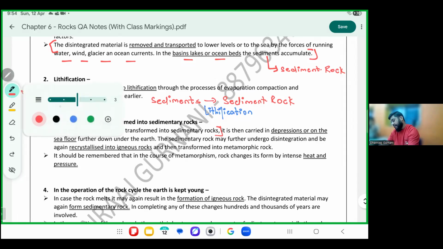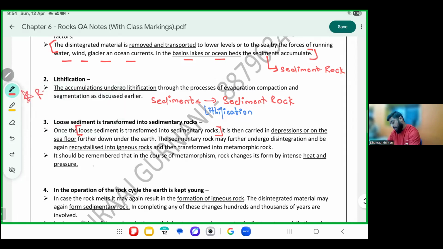After this, what will happen? Sedimentary rock will undergo what? Heat and pressure to form what? Metamorphic rocks.